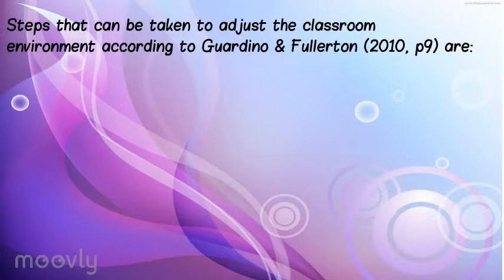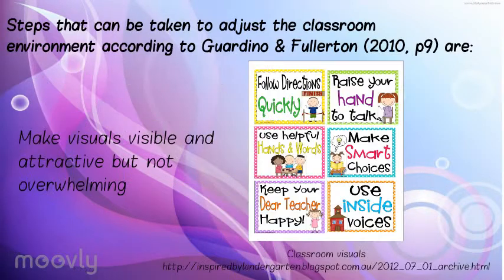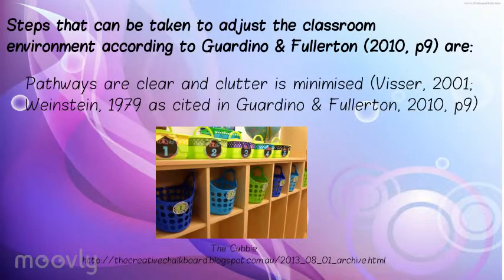There are steps that can be taken to adjust the classroom environment and available classroom resources to enhance teaching and student learning. These steps are: each student has their own desk and drawer, which provides personal space, and there are designated areas for group activities. Make visuals visible and attractive, but not overwhelming. Pathways are clear to avoid accidents, and clutter is minimized through the use of cubbies, shelves, and labels.